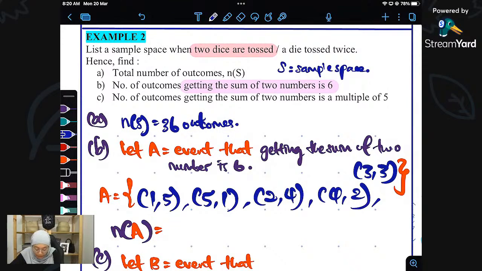Oh, no. Only 5 first. Only 5. We are not yet finding the probability. We are now finding the number of events first. Because they are asking here the number of outcomes. This question asks about the number of outcomes. So, we are not yet finding probability. We are still finding the number of outcomes. Therefore, we use N first. Okay.